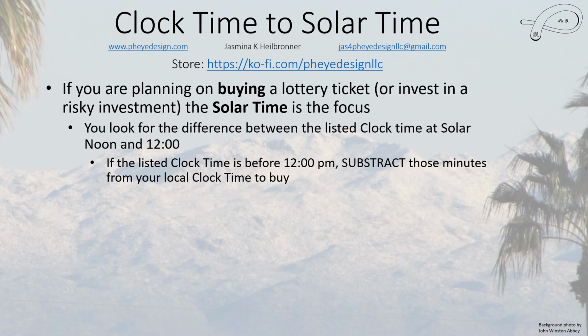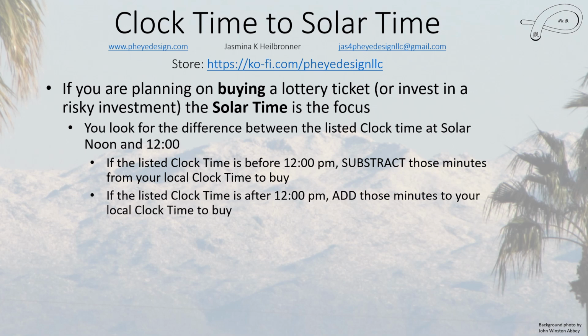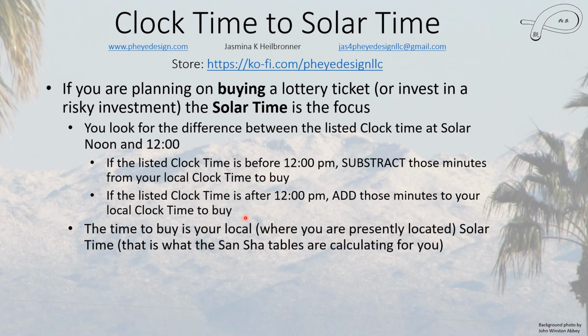So for a scientist, this makes total sense, but this throws a lot of people off because they don't understand what's going on. Now, if the clock time is after 12 p.m., you're going to add those minutes to your clock time to find the right time to buy. The time to buy is your local, where you are presently located, solar time. And that's what my San Sha tables available here are calculating for you. My tables list the local solar time. This is something you really need to remember.